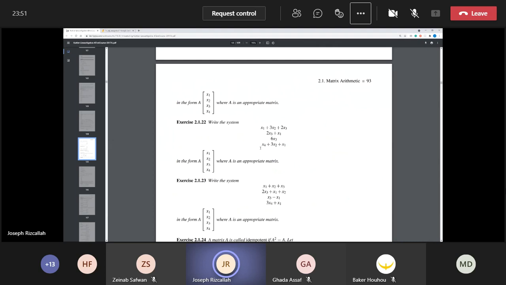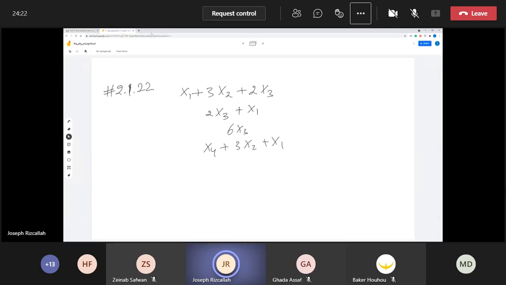Okay, so this is 2.1.22, and the system is this: x1 plus 3x2 plus 2x3, the first expression, and then 2x3 plus x1, and then 6x3 and x4 plus 3x2 plus x1. Okay, so I copied the expressions, and now I need to write it in matrix form using, of course, the vector x1, x2, x3, and x4.